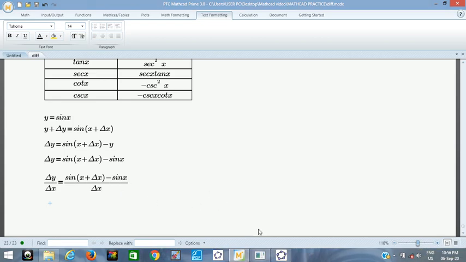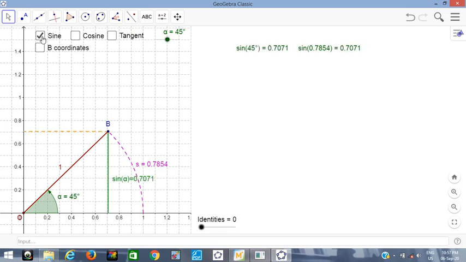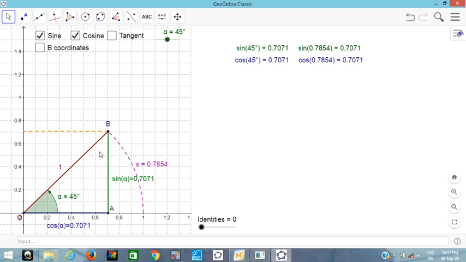So let me just summarize them using this GeoGebra applet I have here. So you know our trigonometry, this is sine, cosine, tan. What I have here is angle 45. So if you draw your trig, you can see the triangle ABO. So this is the triangle ABO.